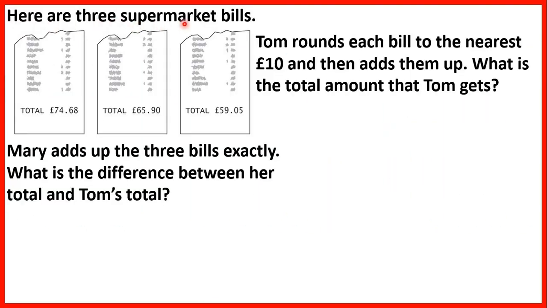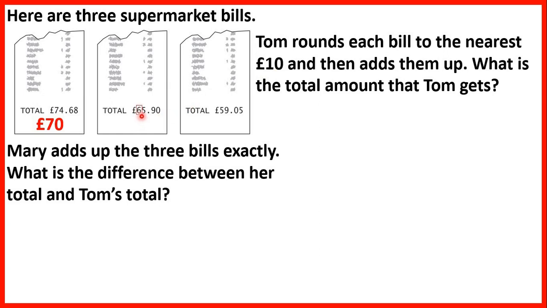Here are 3 supermarket bills. Tom rounds each bill to the nearest £10 and then adds them up. What is the total amount that Tom gets? So the first bill comes to £74.68. So to the nearest £10, that's £70, because that amount is closer to £70 than it is to £80, and Tom is rounding to the nearest £10.